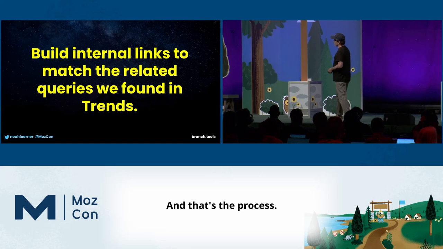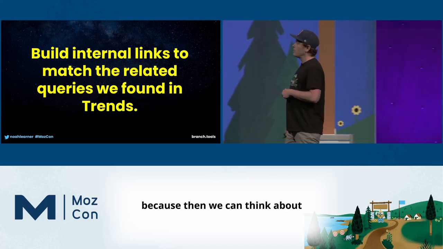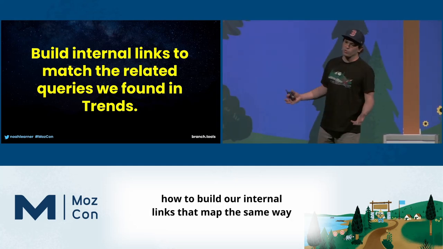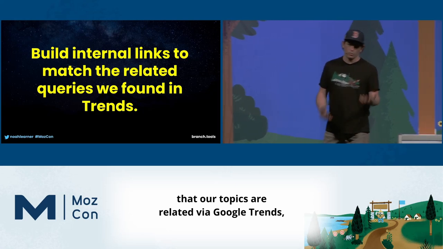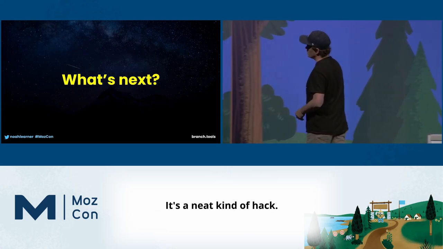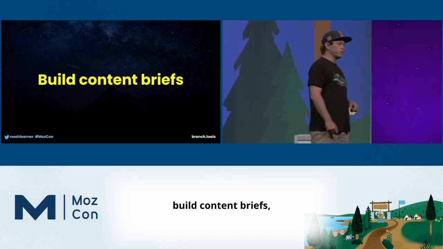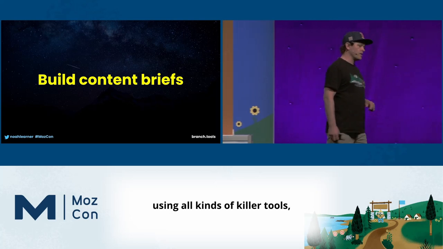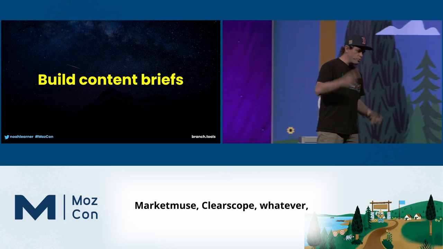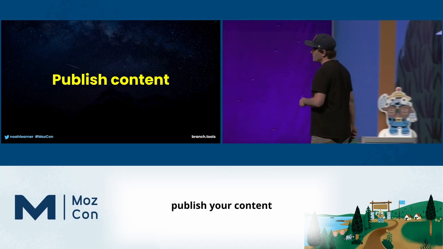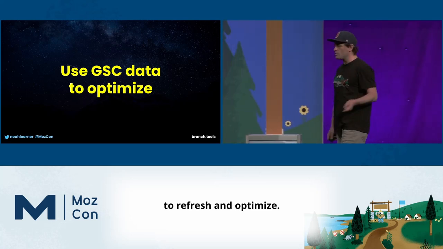And that's the process. We also want to go back to our sunburst, right, for ideas. Because then we can think about how to build our internal links that map the same way that our topics are related via Google Trends, which I thought was really cool. It's a neat kind of hack. Okay, so what's next? Then we get into our normal kind of publishing flow. Build content briefs using all kinds of killer tools, whether it's Content Harmony, Market Muse, ClearScope, whatever. Publish your content, and then you get to use Search Console data to refresh and optimize.